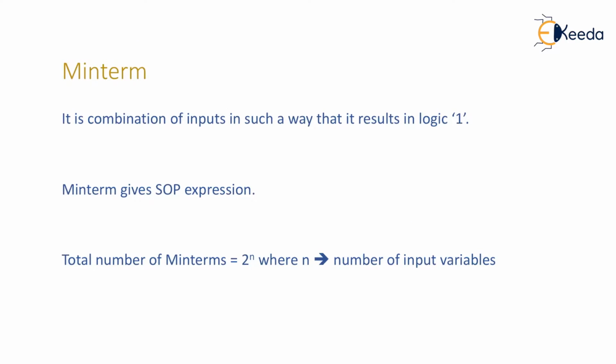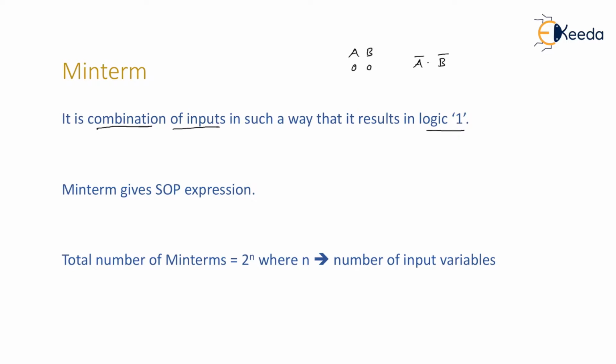So let us see what is min term. Min term is defined as a combination of inputs in such a way that it results in logic 1. Look at this. Min term is nothing but a combination of what? Inputs, in such a way that it must result in logic 1. For example, we have variables, let's say A and B. If they are 0, 0, I'm going to express my min term as A bar dot B bar. I'll tell you the reason why.